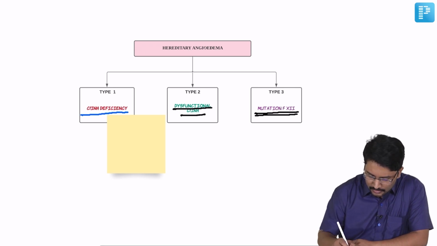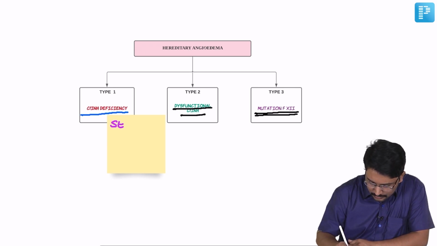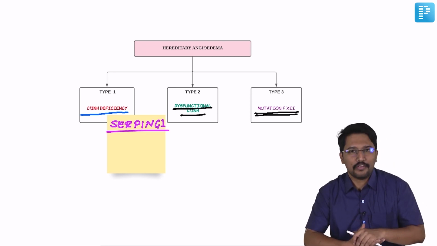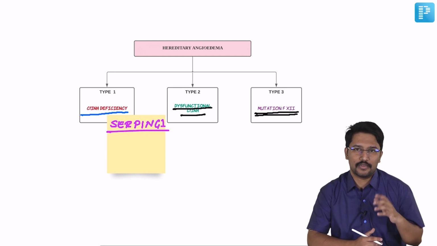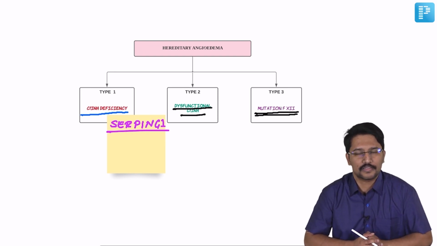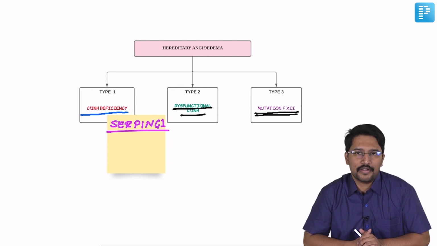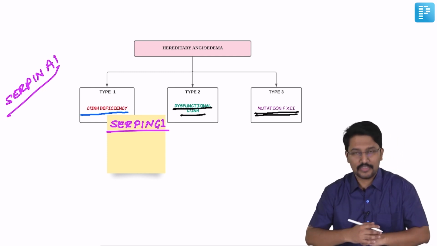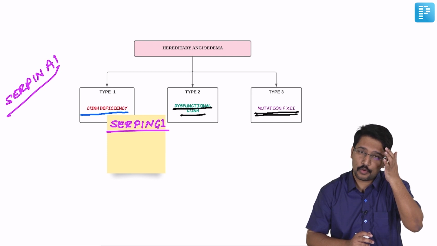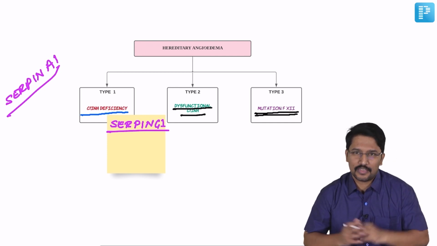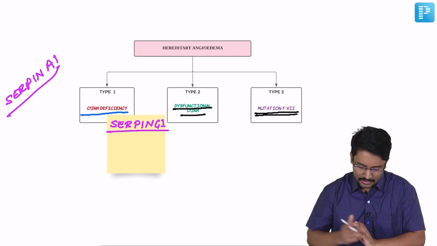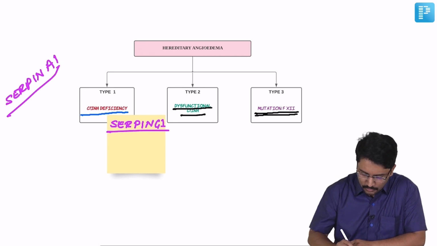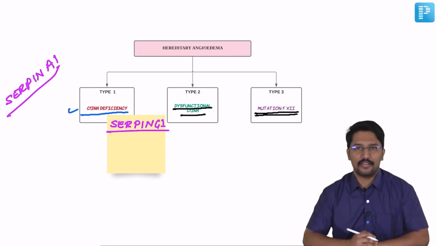Type 1 is due to mutation in SERPIN G1 gene. So you might have heard of SERPIN very frequently in medicine. One SERPIN that you can easily recollect is what you see in patients with alpha-1 antitrypsin deficiency, where you see mutation in SERPIN A1 gene. Okay. So here it is SERPIN G1. SERPINs basically code for serine protease class of proteins or enzymes, and mutation in SERPIN G1 is responsible for type 1 hereditary angioedema.